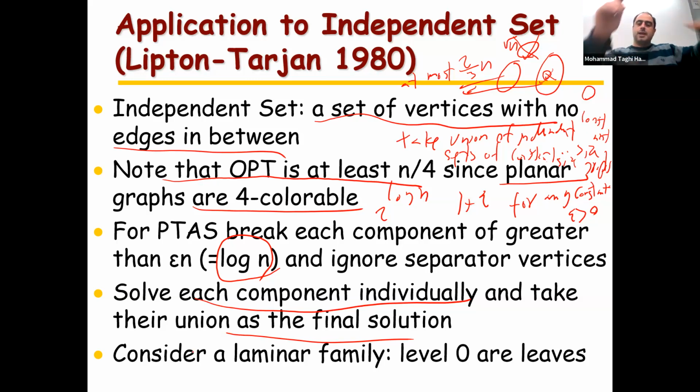Now, consider the whole thing as a laminar family, as we discussed. So this is the whole graph, and then this is part of the graph. This is some separator part that you want to discard, and then you will continue. Say level 0 are the leaves.